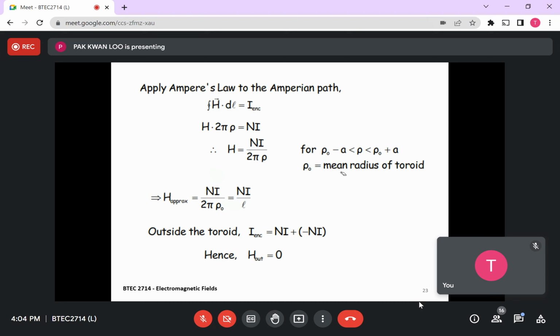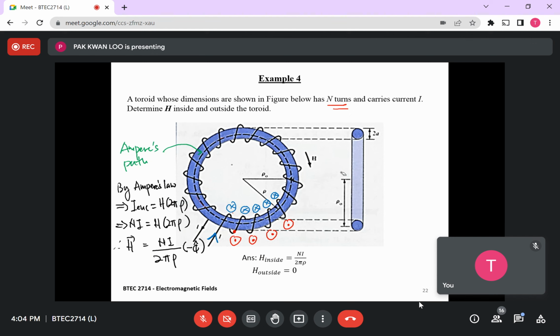Okay, so yeah. So this is the solution for this example.